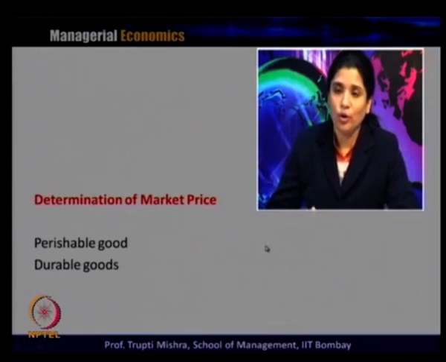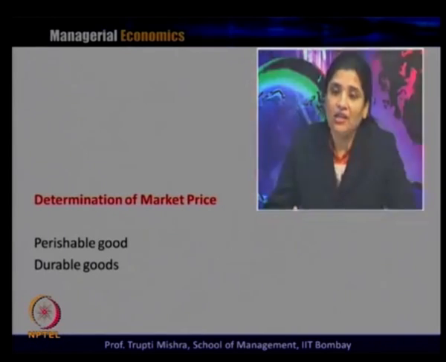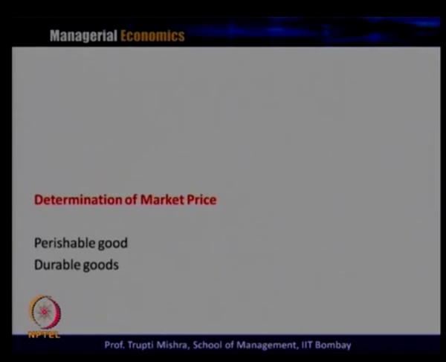So, since we are talking about the short period, again the discussion goes to perishable goods and durable goods. In case of perishable goods, the price is decided on the basis of the fact that the perishable good cannot be kept in the stock, but in case of durable good, since it can be kept in stock, the price is decided keeping that in mind. So, let us look at how the price is decided in case of the short period.